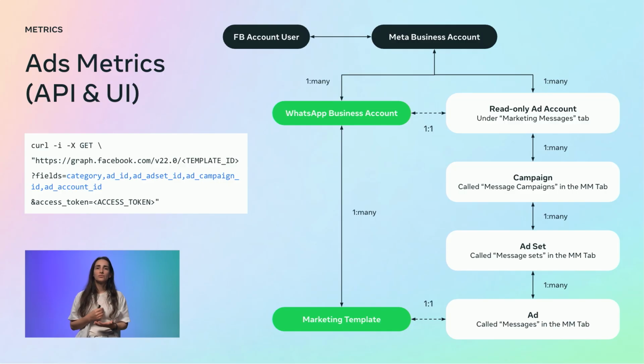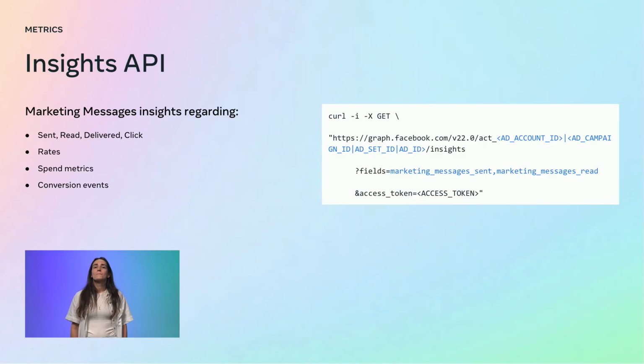On top of the metrics already available on Cloud API, with Lite, now we have metrics on Ads Manager. To find out what ad objects are linked to a template, you can make a request based on the template ID to get ad account up until the ad group ID. With these IDs in hand, you can check the insights endpoint to get marketing messages insights regarding send, read, deliver, and click for messages, rates such as read rates, spend metrics like cost per delivery, conversion events for website and app, and you can check our docs for the extensive list of fields.